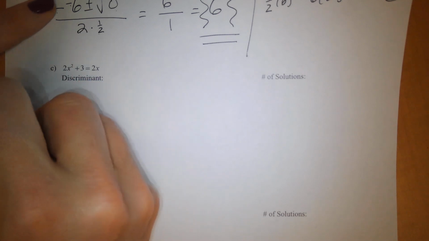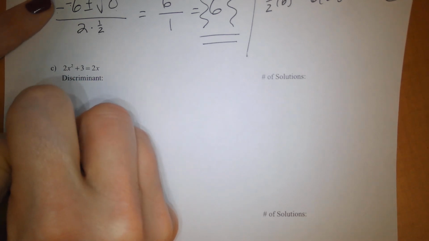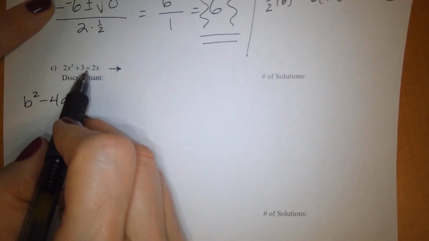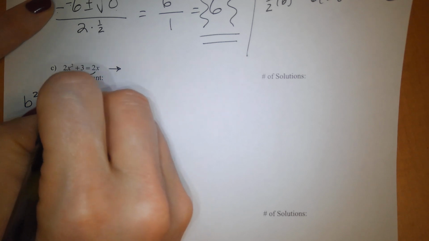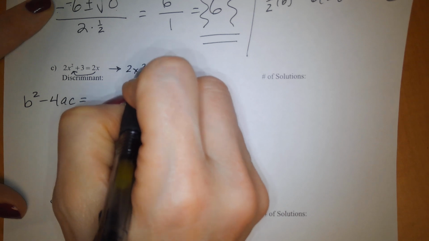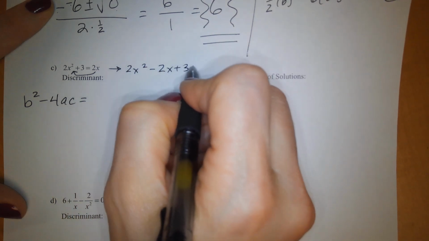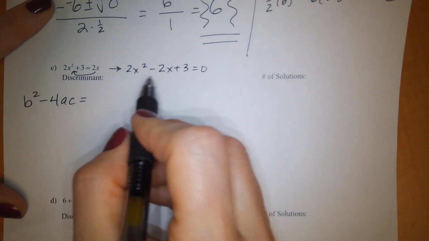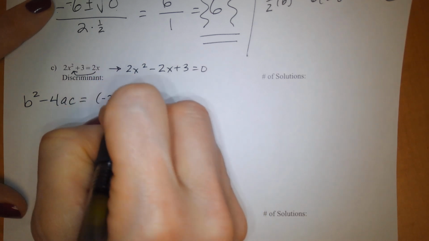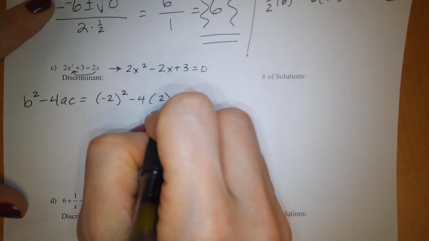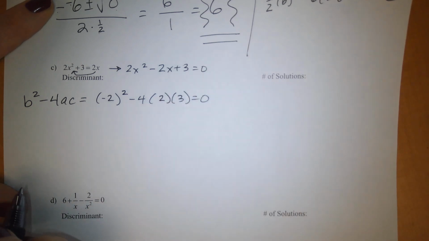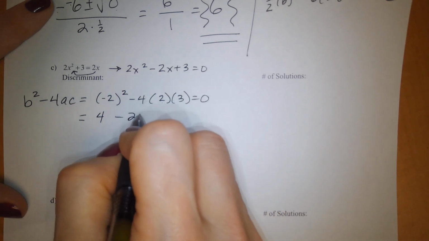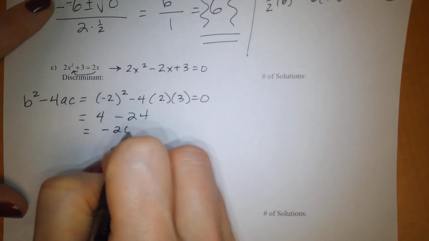Let's find the discriminant. The discriminant is b squared minus 4ac. Oh, I didn't put it in standard form, did I? All right, put this in standard form first. So we got to move that 2x over here to make a middle term. So it becomes 2x squared minus 2x plus 3 equals 0. Now I know what b is. b is negative 2. So negative 2 squared minus 4 times a times c. So my discriminant is 4 minus 8 times 3 is 24, and the discriminant is negative 20.